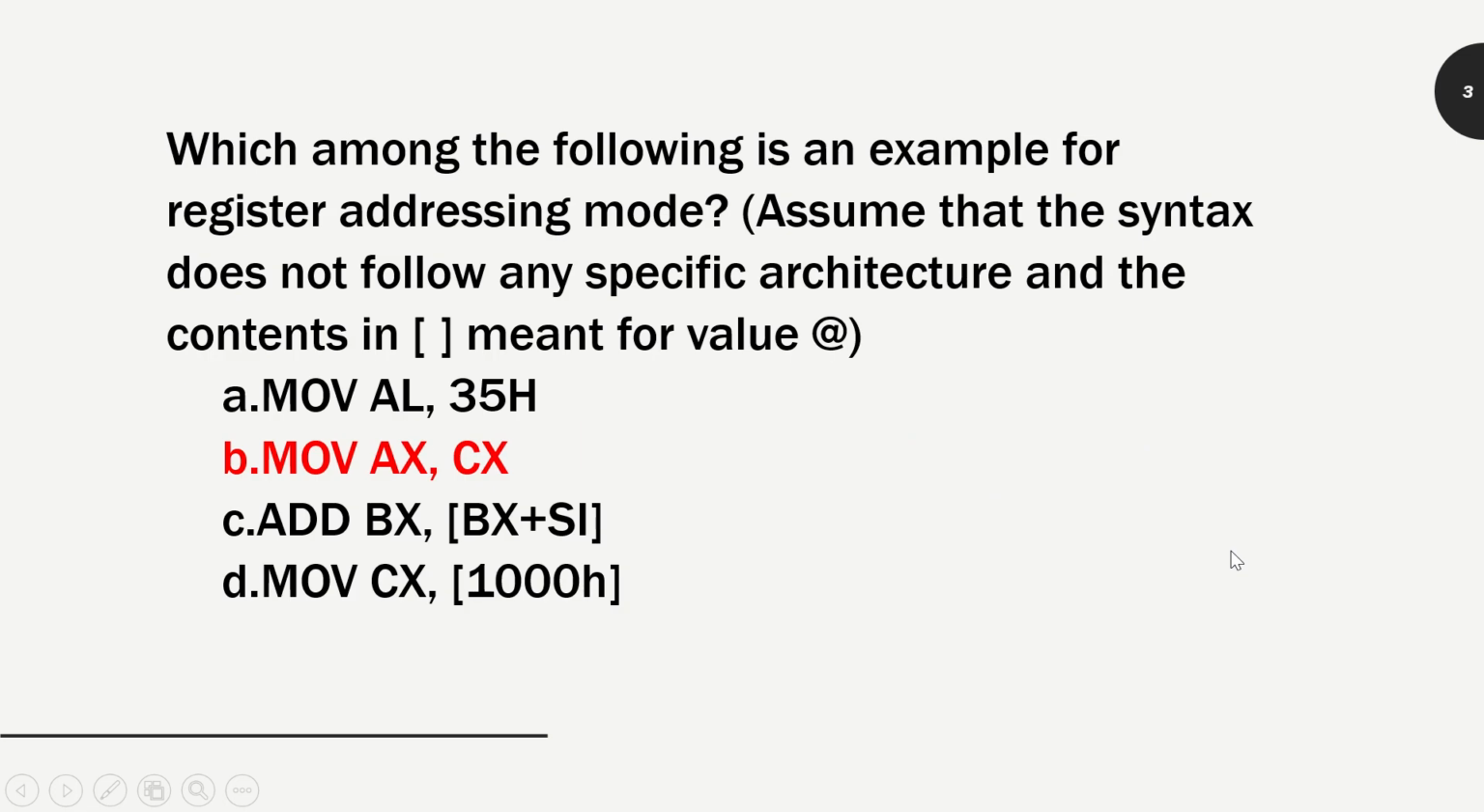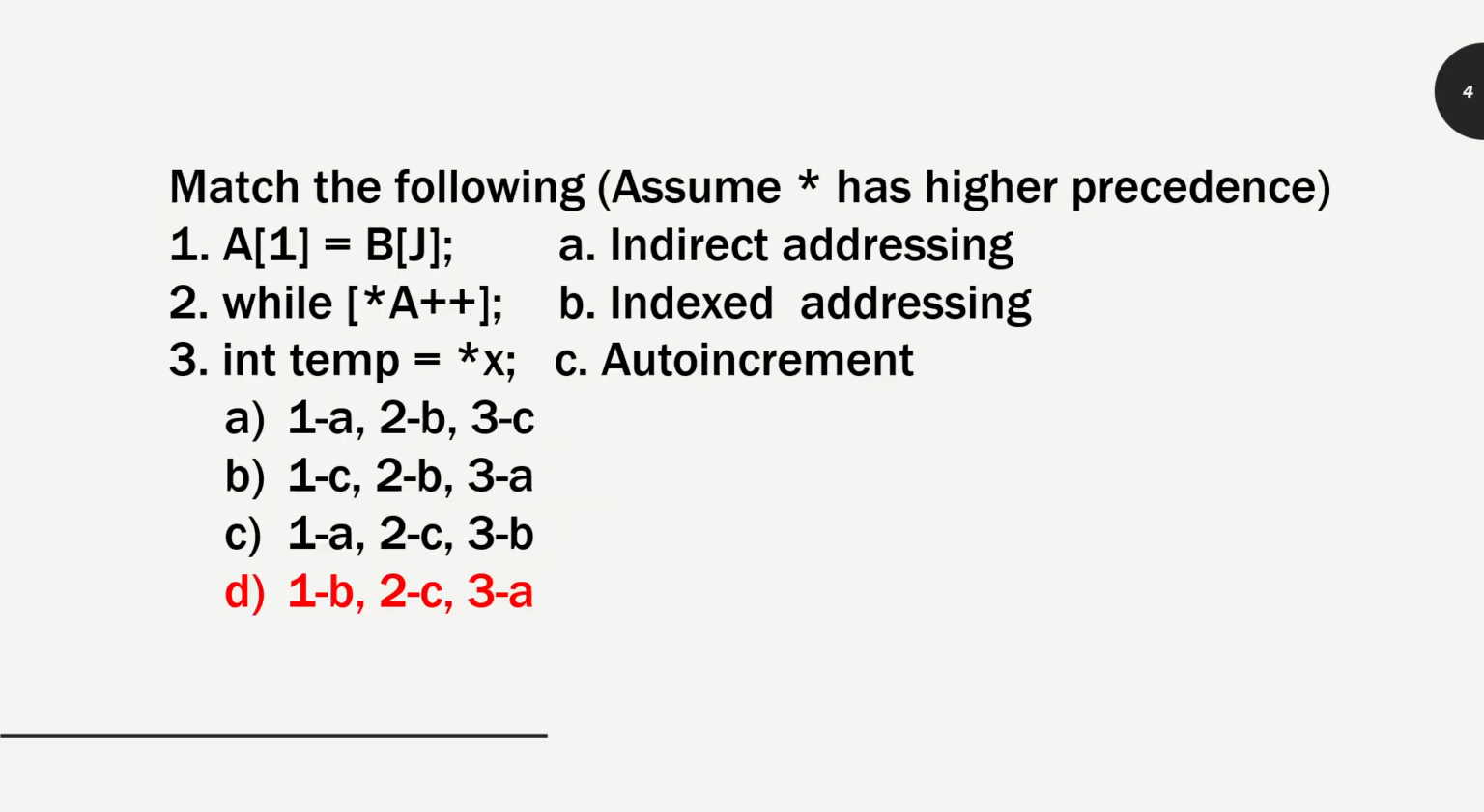Now, which among the following is an example for register addressing mode? Just go through the question. You need not even read anything else. AL, some address is there, forget it. AX and CX, an option. BX, comma, BX plus SI. This is not the right one. This is again some address. So what is the question? The question is register addressing mode. So the answer goes without saying: MOV AX, CX.